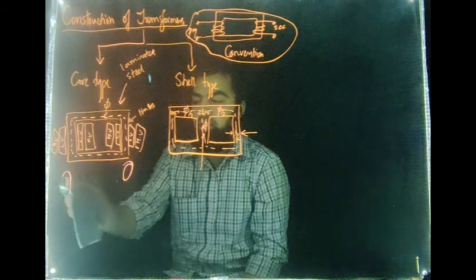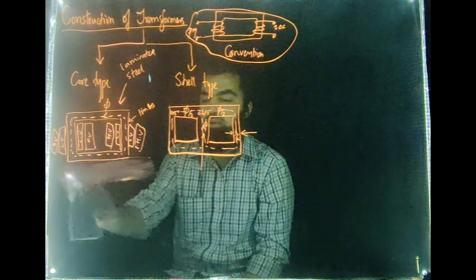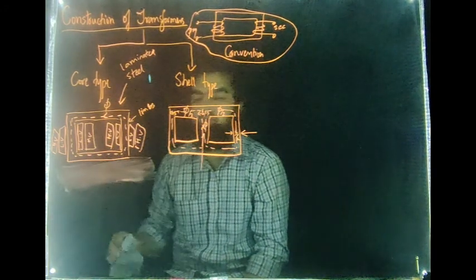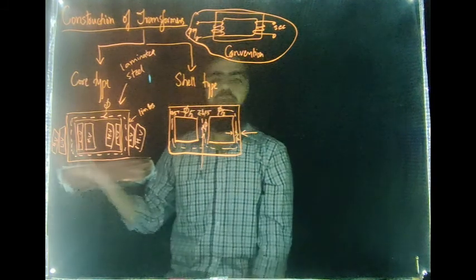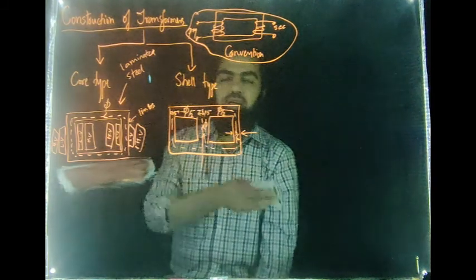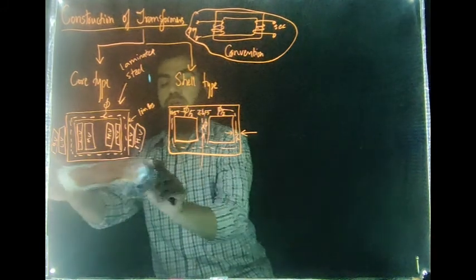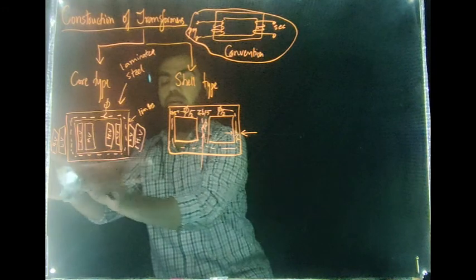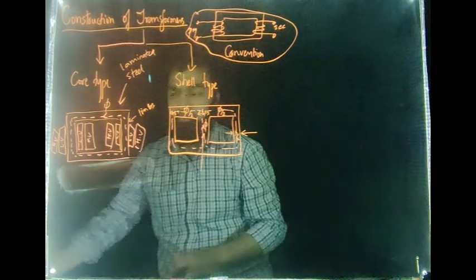Both on this limb as well as on this limb, you can see that the windings are done on both sides of the transformer. You have one primary winding on one limb and a secondary winding on the other limb. Both limbs, in case of a transformer, carry the LV winding as well as the HV winding.